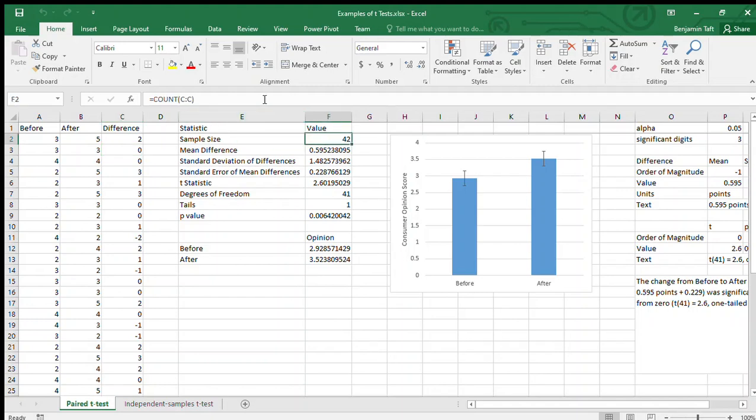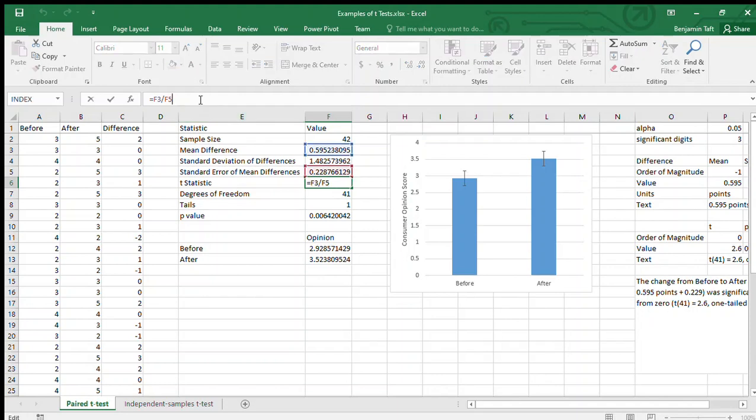The sample size is the count of how many things are in this column. The mean difference is the average of those differences. Then the standard deviation, using the standard deviation function. Standard error, hopefully standard errors and the mean are starting to look a little familiar. We have the standard deviation divided by the square root of the sample size.